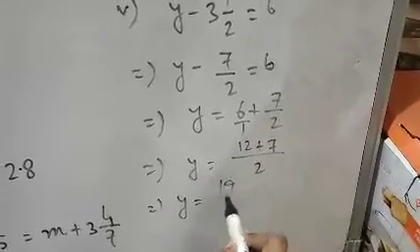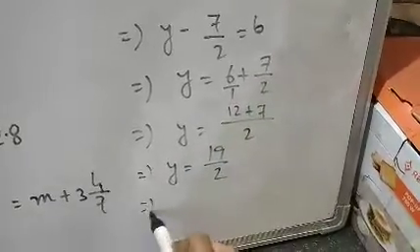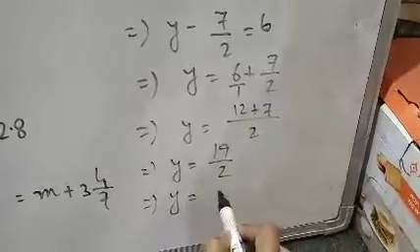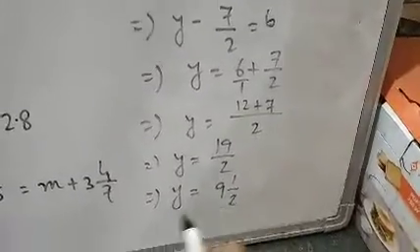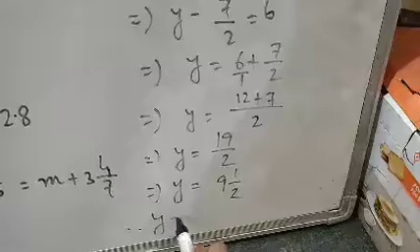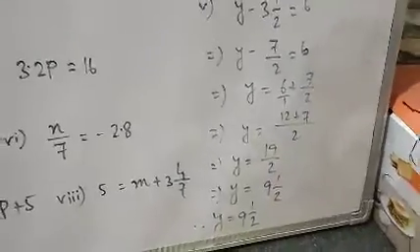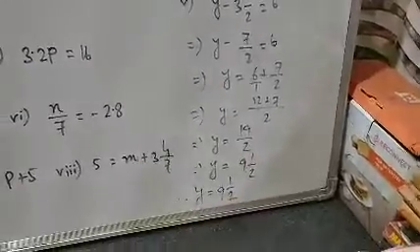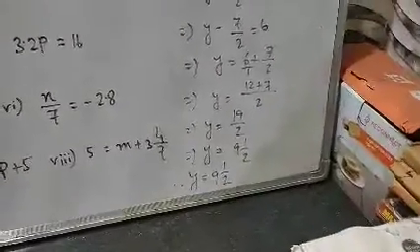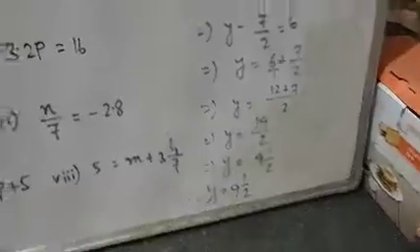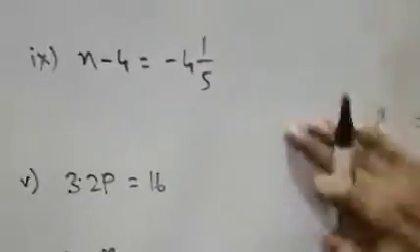12 plus 7, 19 by 2. Converting into mixed fraction, 9 upon 1 by 2. Therefore answer is 9 upon 1 by 2. Next question number 5. Solve.